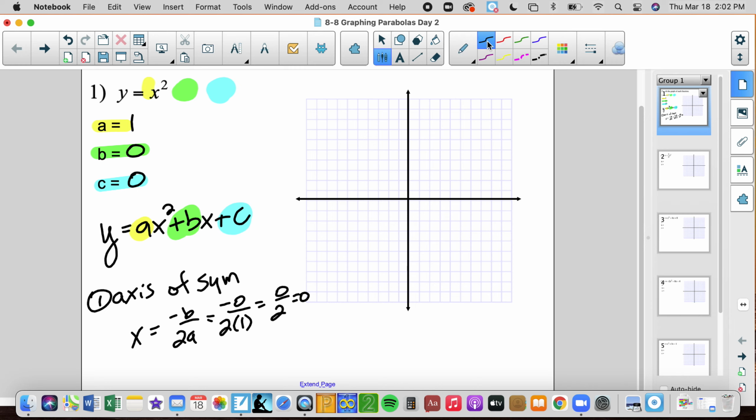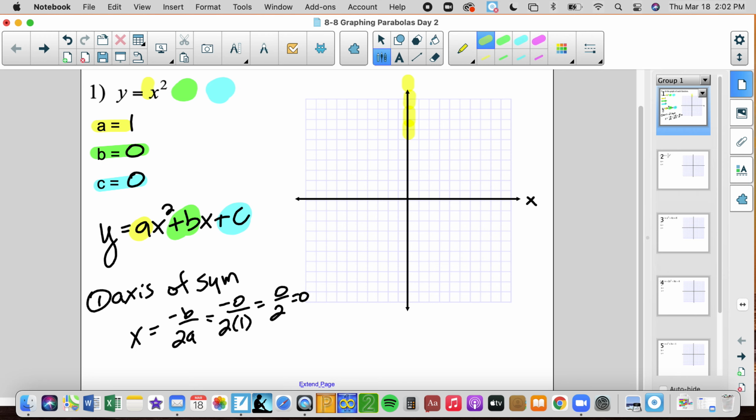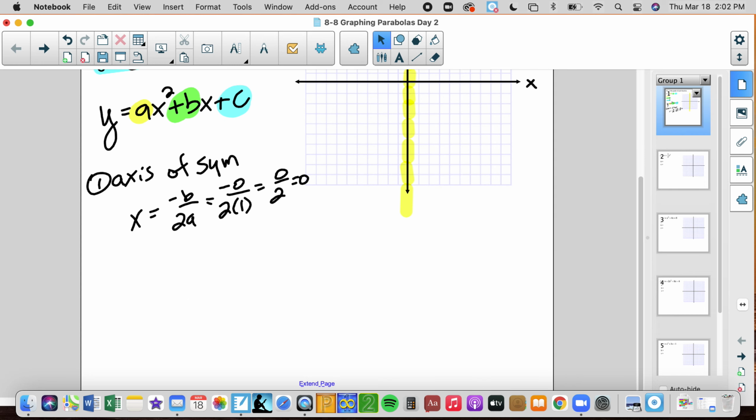Here is our x-axis, and x is 0 right along the y-axis. So there is our axis of symmetry. Now, once we find the axis of symmetry, we know that our vertex is going to lie on that axis of symmetry. So we have to find the vertex.